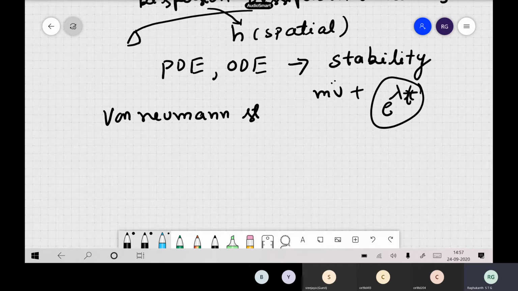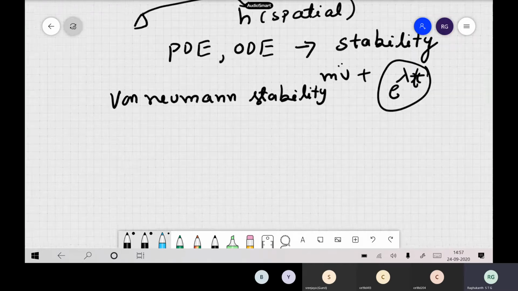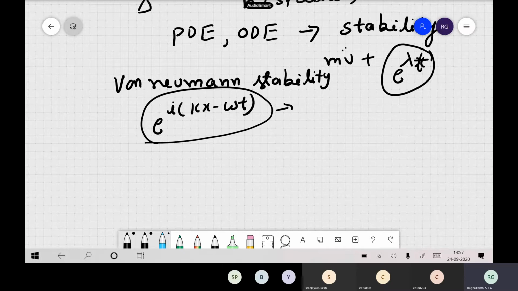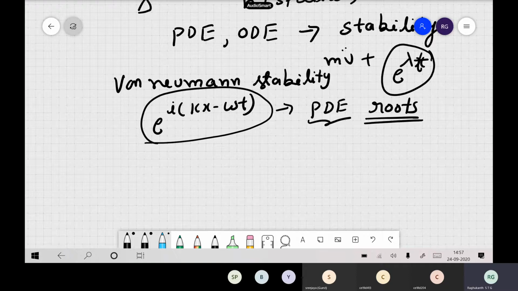Generally, since we have partial differential equations, and if it is one dimension, you have to substitute like this, e to the power of i(kx minus omega t) or (omega t minus kx). Now you substitute this in your partial differential equation and verify its roots, to see how they look. That is the von Neumann stability analysis. Last class we already started with the one-dimensional wave equation.